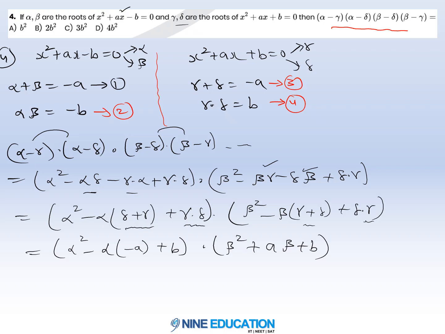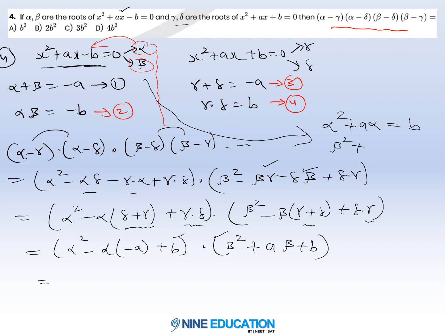If you observe, the options are in terms of b square. So now we got two brackets whose relation between them we also got, alpha and beta. So what we can do is, let's come to this. Alpha, beta are roots of this equation, right? That means alpha and beta must satisfy this equation. So substitute alpha, substitute beta in this equation. If you substitute alpha, we'll get alpha square plus a alpha equals to b. In the same way, if you substitute beta, we'll get beta square plus a beta equals to b, right?